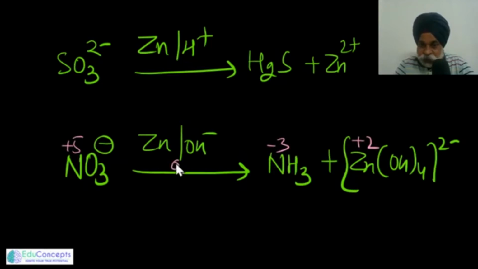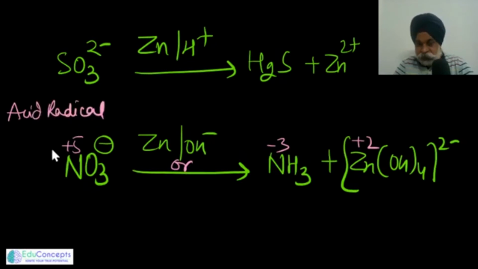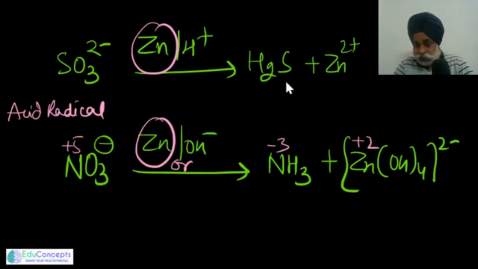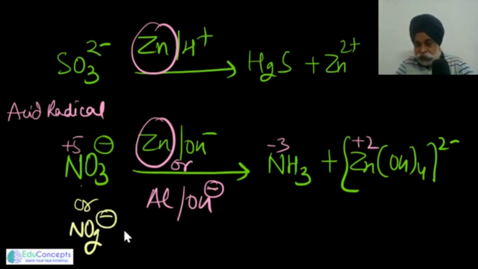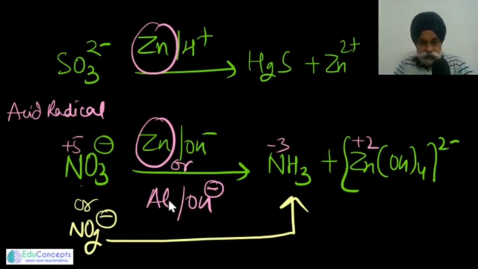So make it a point, zinc in alkaline condition changes, because we are talking about the acid radical. I'm showing you in comparison where this zinc is used. So zinc can reduce sulfite to H2S as well as nitrate to ammonia. This you always have to remember. Another reducing agent can be aluminium in alkaline condition, which can also be used to reduce nitrate to ammonia. And I mark one more thing into your knowledge bank: you can also take nitrite ion. Nitrite ion also changes to ammonia in the presence of these two reducing agents.